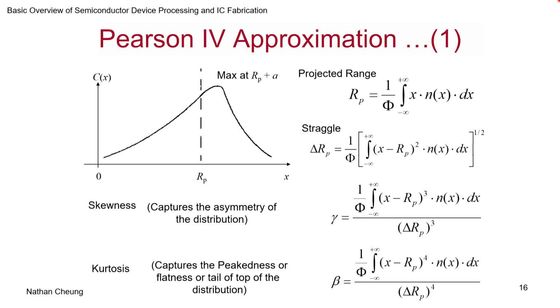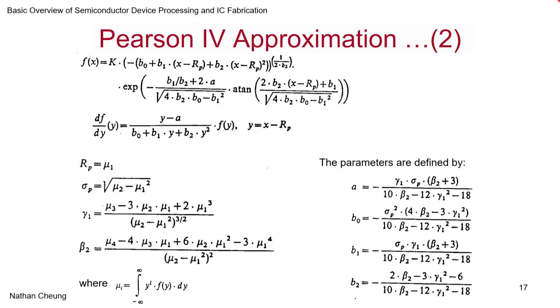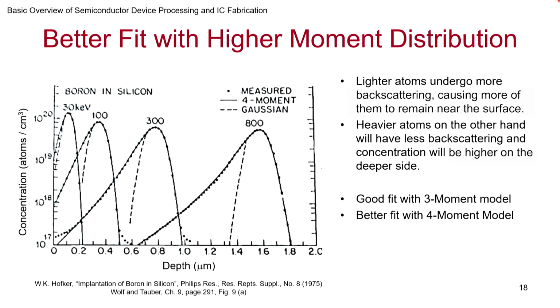And kurtosis, you will take the fourth moment, x minus RP whole fourth power, that's what you are using. So using these statistical tools, you are able to capture this well. And here are the details actually. For those interested, you can look out. You can define 4 parameters: A, B naught, B1, B2. Hidden in those will be the 4 moments. This is a practical way of how they do it, and this is where you can implement it in the computer.